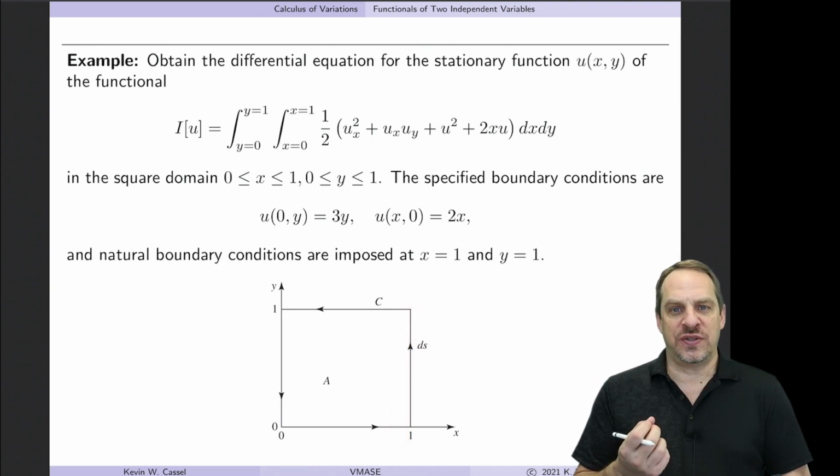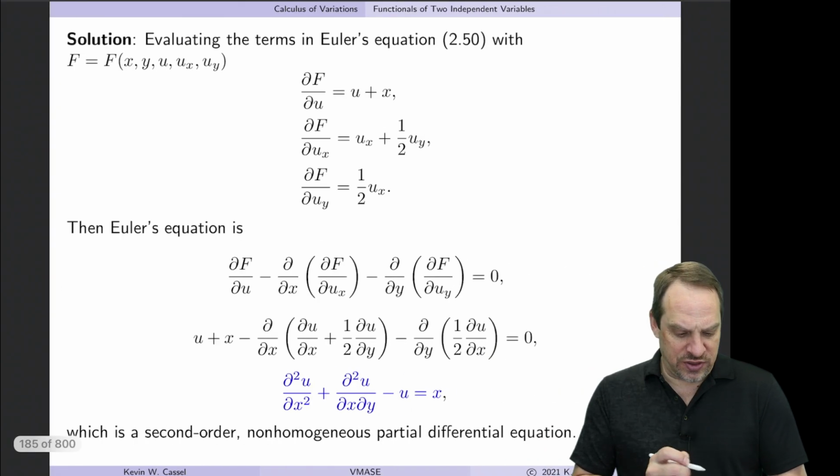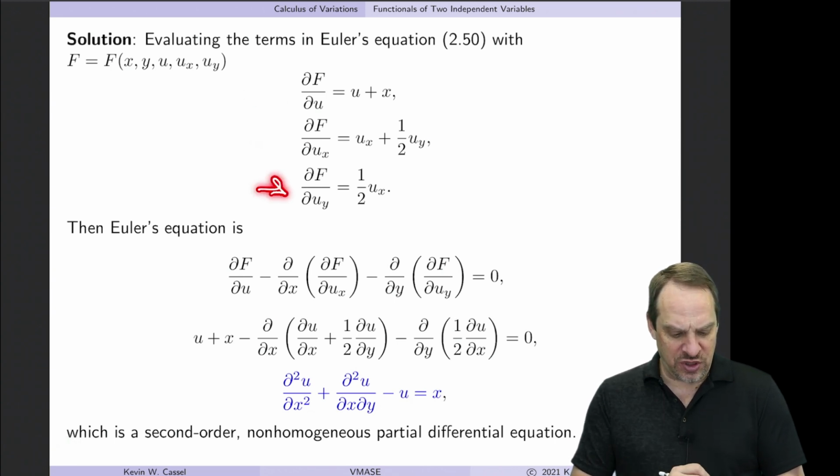So we'll first do this example taking advantage of the fact that we know the Euler equation for this form of a functional. And so that involves evaluating partial f partial u, partial f partial u sub x, and partial f partial u sub y. Here is that Euler equation that we just derived in the previous video.